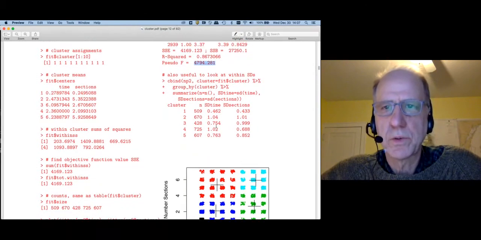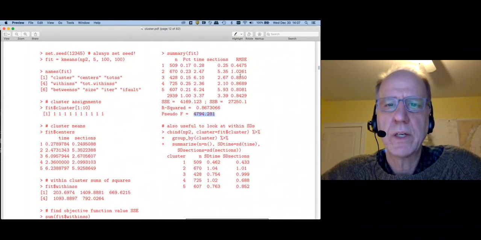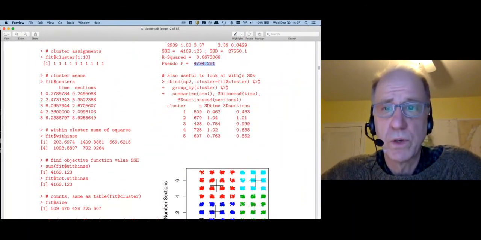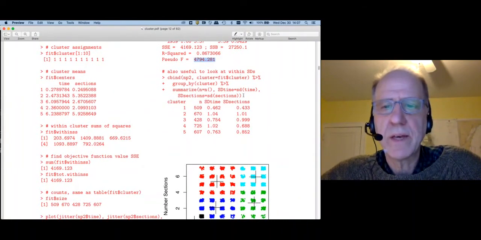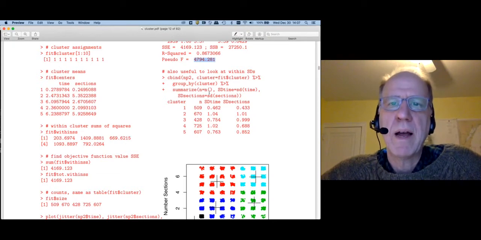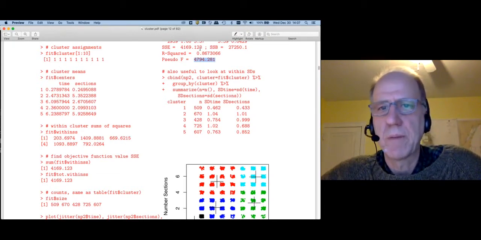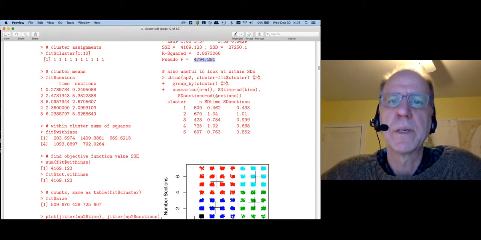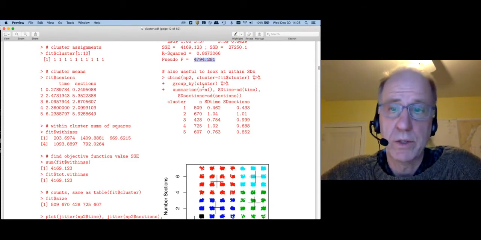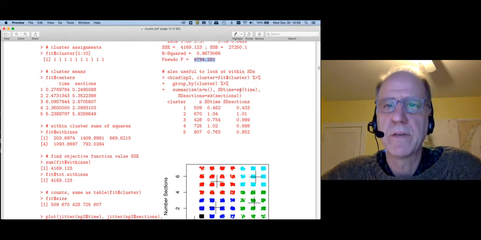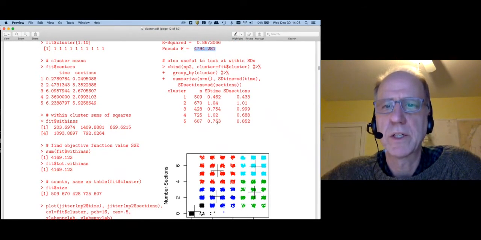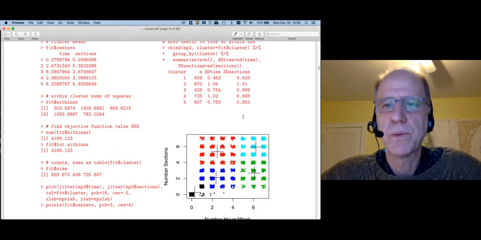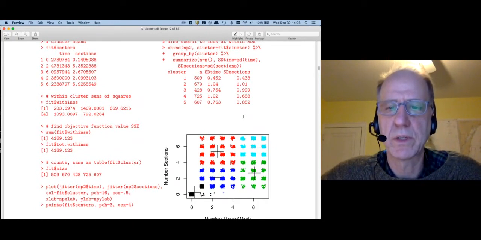In addition to this overall standard deviation, it's also useful to look at the standard deviation by X variable and by cluster. I haven't included that in my summary function, but you can easily do that with a little bit of dplyr. So if I group by cluster, I can find the standard deviation of time and the standard deviation of sections. And this would help me detect if I have a cluster that's elongated in one way or another.